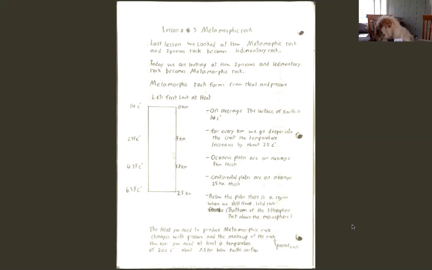What we touched on in lesson number 3, where we introduced the 3 types of rocks. Metamorphic rock is when you have the rock change its structure from heat and pressure being applied to it.